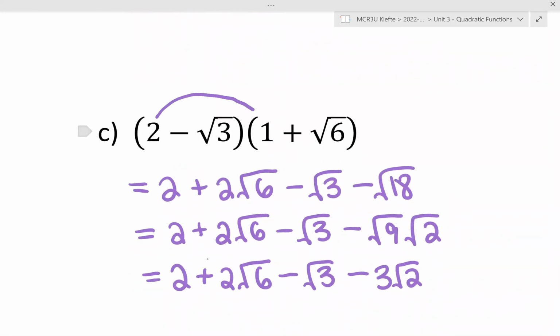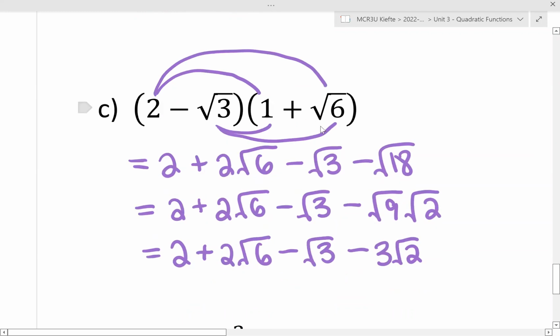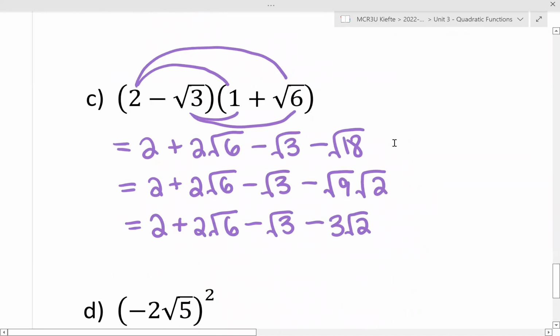Here, again, I'm going to just distribute like I normally would. And I'm noticing here that it's not fully simplified because root 18 has a perfect square that goes into it. So I'm going to make sure that I split that up and rewrite it as a mixed radical. So always make sure that there isn't a perfect square that goes into the number.